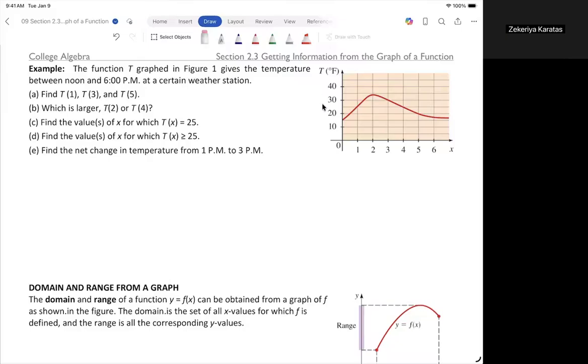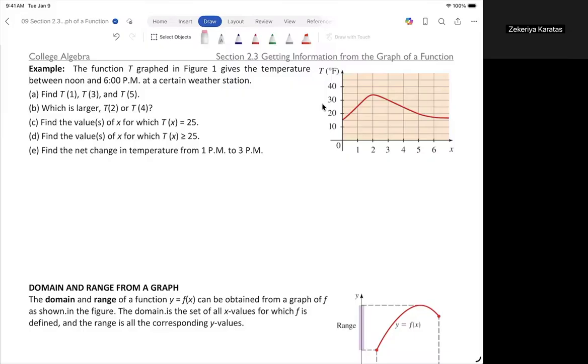Hello everyone. In this video, we're going to go over getting information from the graph of a function. Let's start with a basic example. In this example, the graph of the temperature function is given. It's asking us to first find the temperature at 1 p.m., 3 p.m., and 5 p.m. It's between noon and 6 p.m.